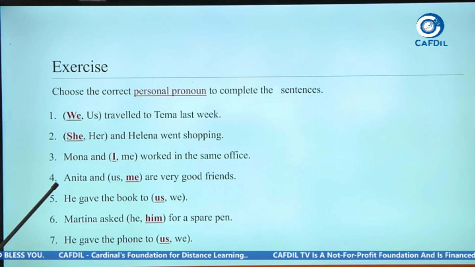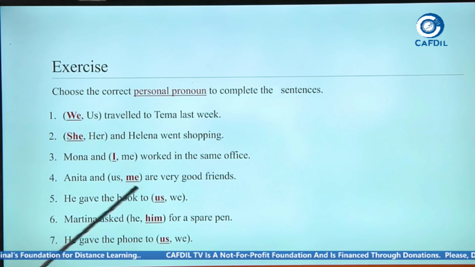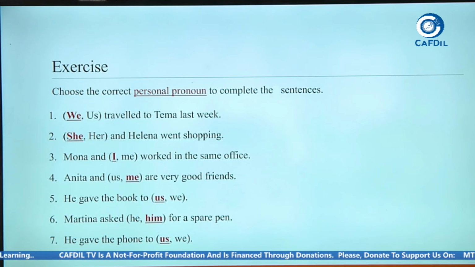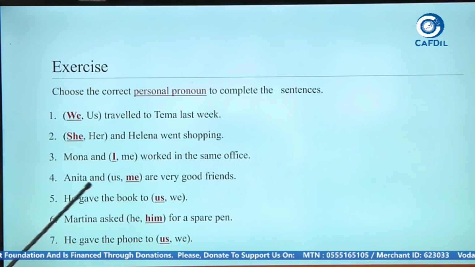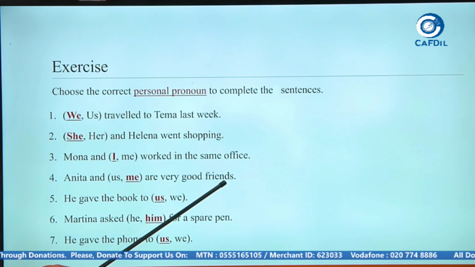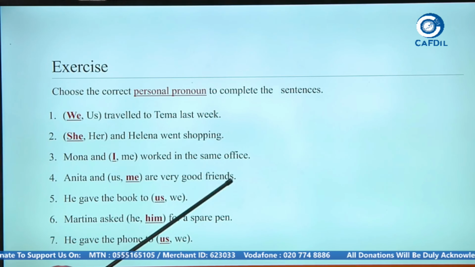The fourth sentence. Anita and, in the bracket, we have us and me, are very good friends. Let's see which of the pronouns will be correct in the sentence. Anita and me are very good friends.